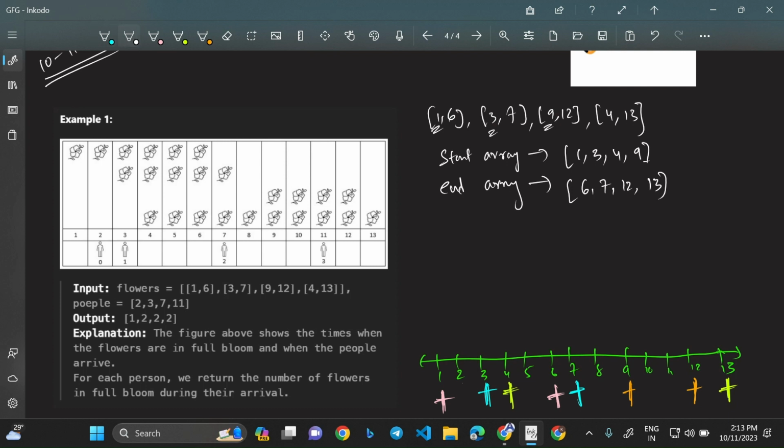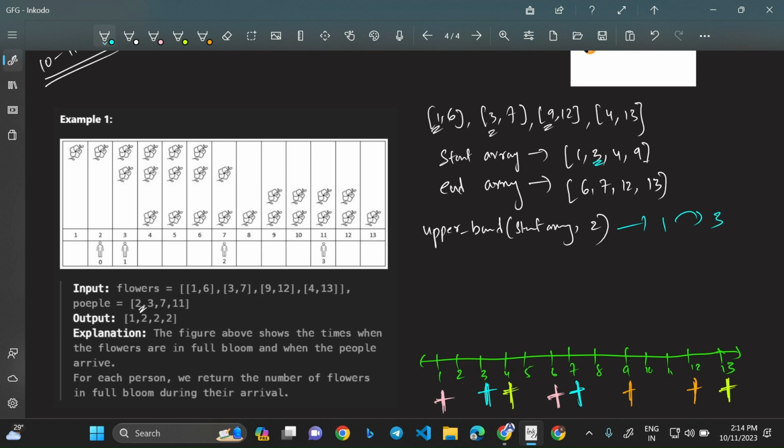So the people array has been given to us. The very first value is 2. Where does 2 take place in the start array? If I apply upper bound on the start array with the target value of 2, what does that point out? It points to this particular value. It gives the index value. What is the index value that it gives? 1. And what is the value at 1? That is 3.